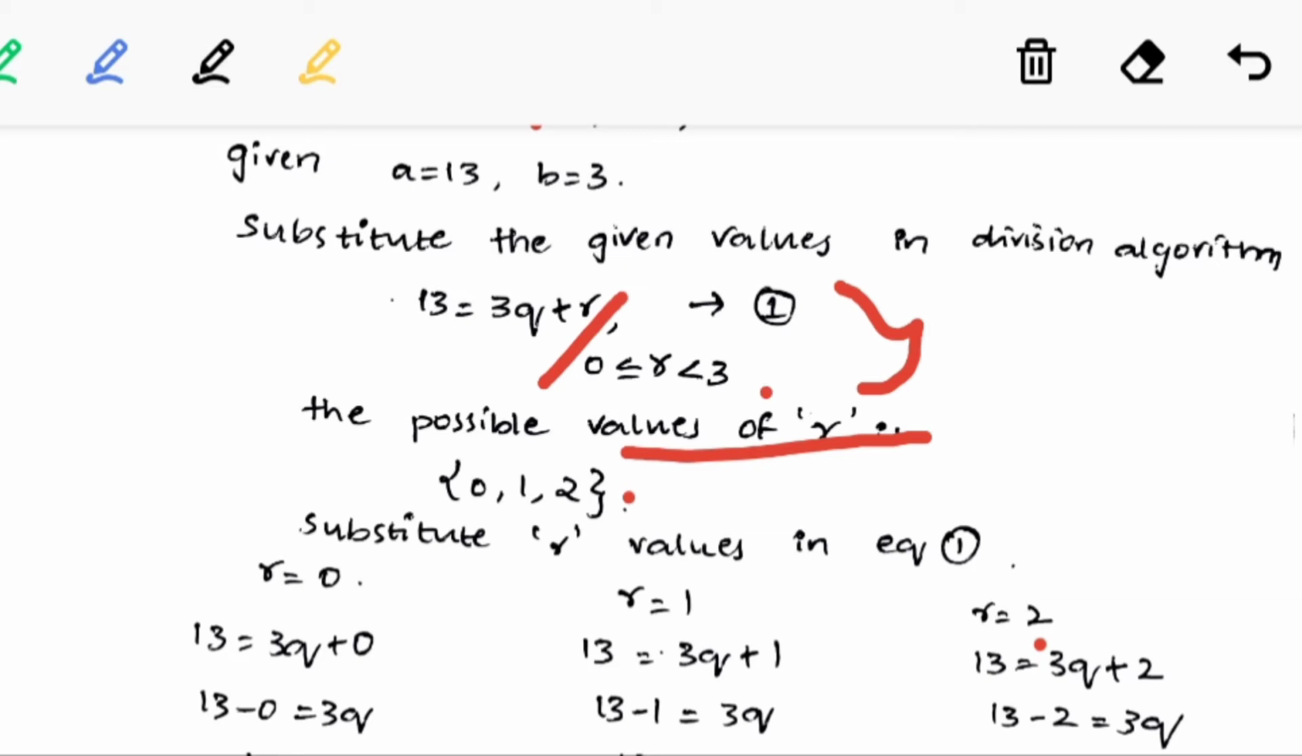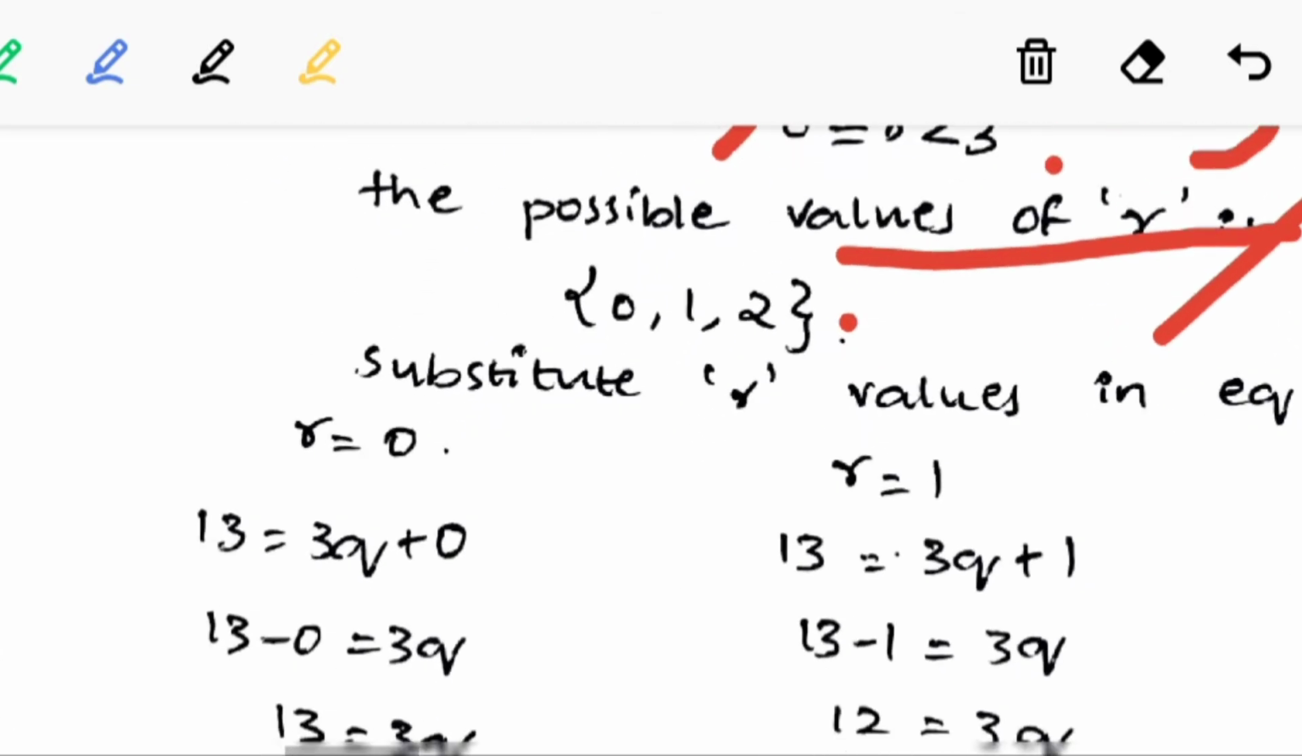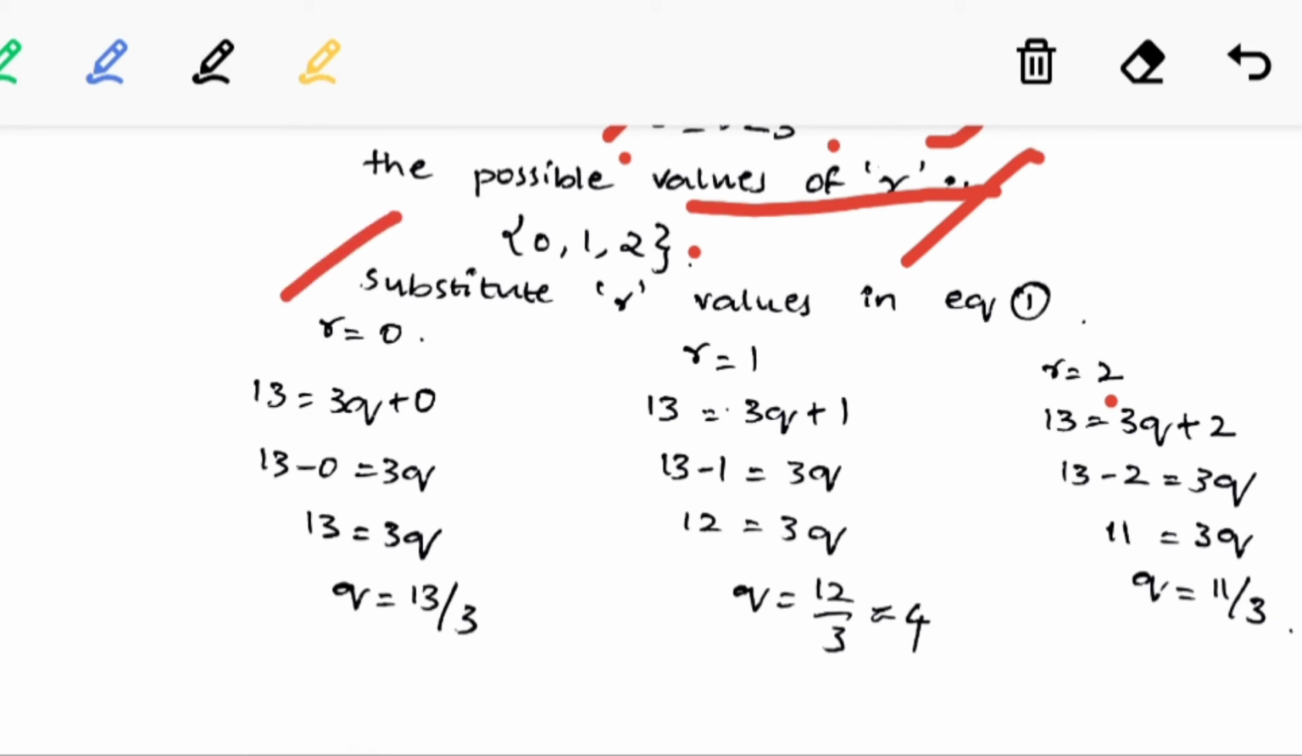But we included 0 here because it says that 0 is less than or equal to R. So you can include 0 here. Now using these R values, we need to find the value of Q. How? Let us look into it. Now substitute these R values in equation 1. We know that equation 1 is 13 equal to 3Q plus R. So we need to substitute these individual values of R and get the value of Q. So let us look into the solution.